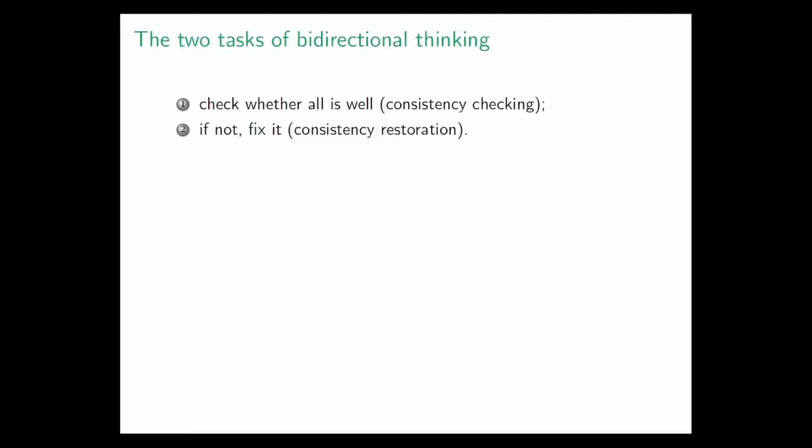Bidirectional thinking has fundamentally two different tasks. One is to check whether, I'm going to say, whether all is well, whether the models are properly related, whether they are consistent in an appropriate sense. And the other task is to say, if they're not consistent right now, the other task of the bidirectional transformation is to fix it. So that's consistency checking and consistency restoration.